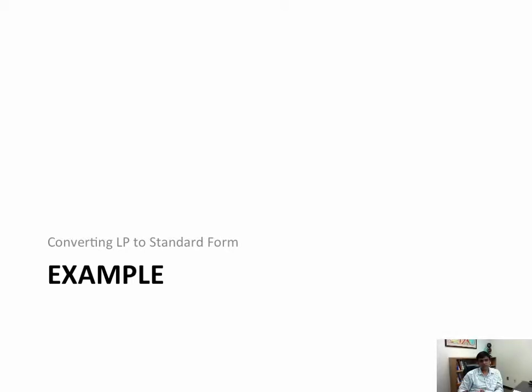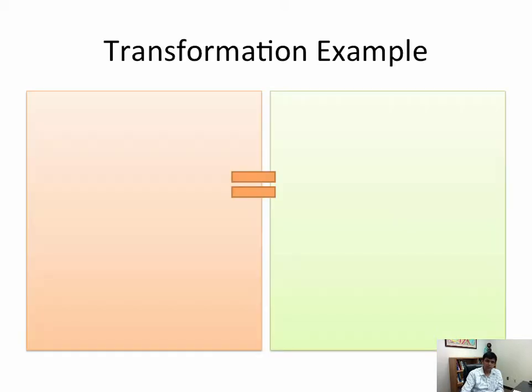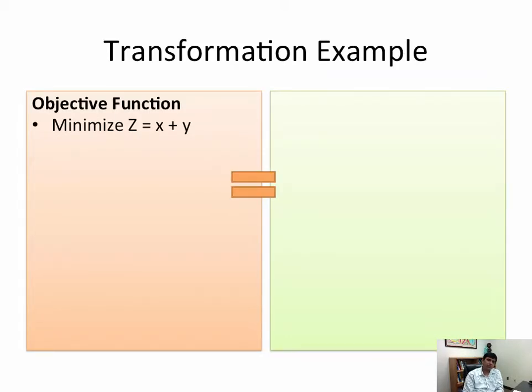So in this part of the lecture, we will look at an example where we will pick up a regular LP problem and try to convert it to our standard form. Here is a transformation example. Let's assume we are given to minimize an objective function given by z is equal to x plus y.